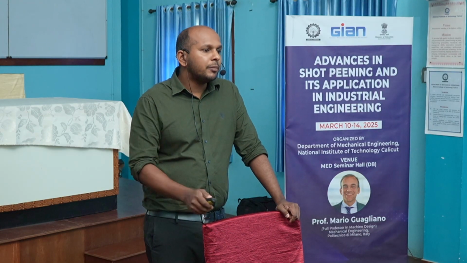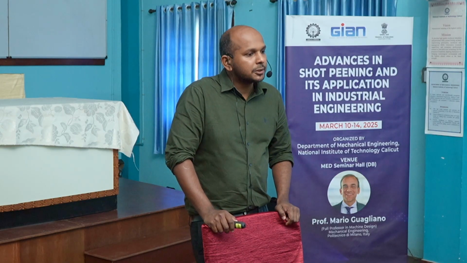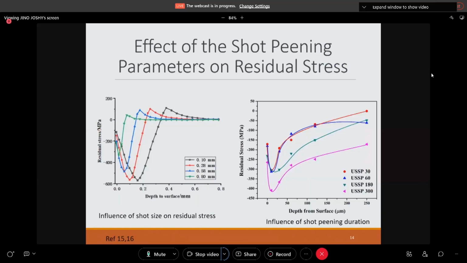The next property is the residual stress, and how it is affected by these parameters. Okay, here the left image is plotted between the shot size and the residual stress. That means in this study they have used different shot sizes. They varied the shot size from 0.1 to 0.8 and checked how the residual stress varies. Here also they got a positive correlation. As the size increases, the residual stress value also increases.